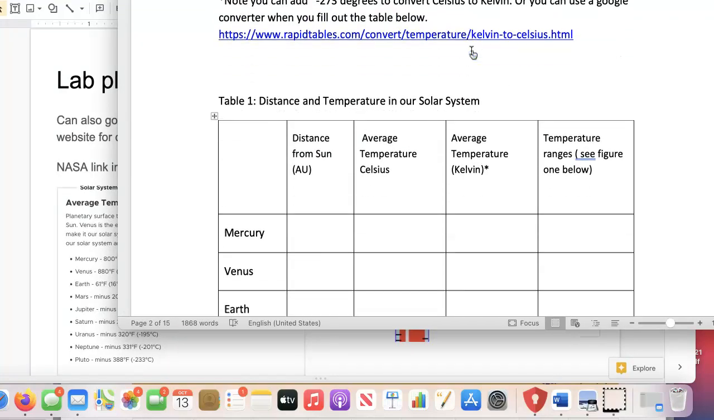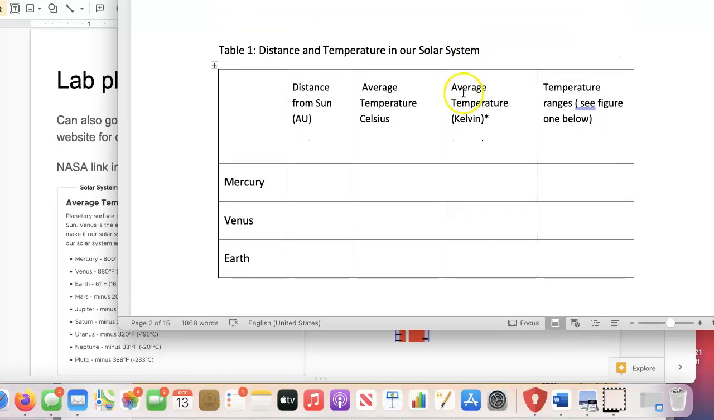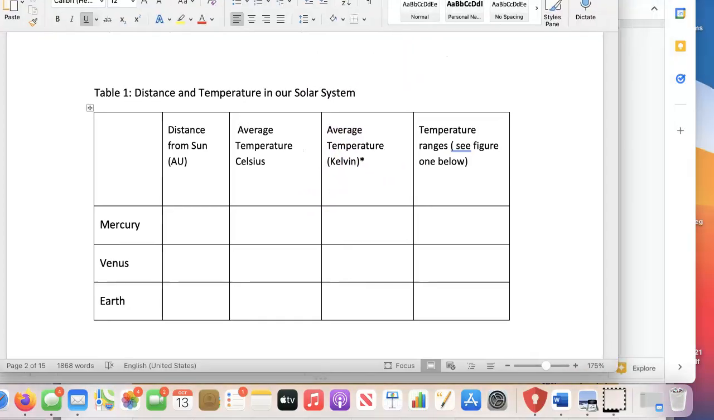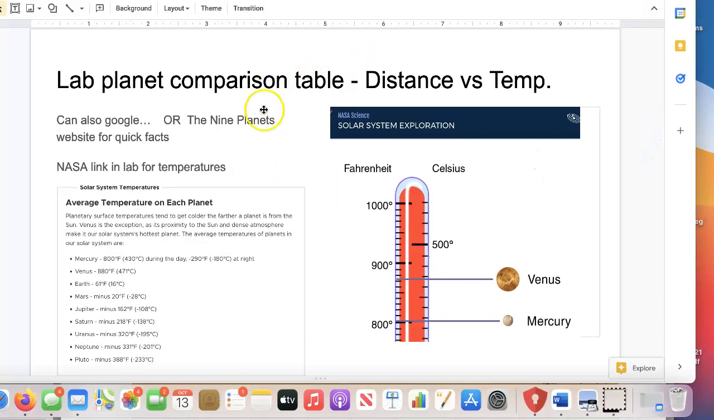The table is right here, distance and temperature in our solar system. So you're going to fill this out and do the best you can. It's pretty easy if you just go to this NASA link and there's a little thermometer. You can try to guess what that number is, close enough, or you can look on this chart here.